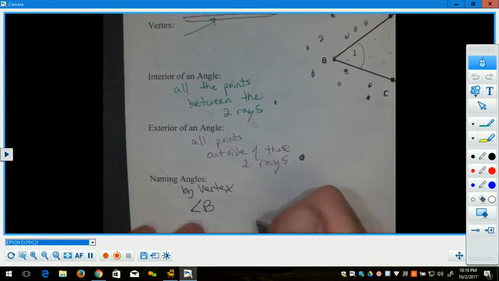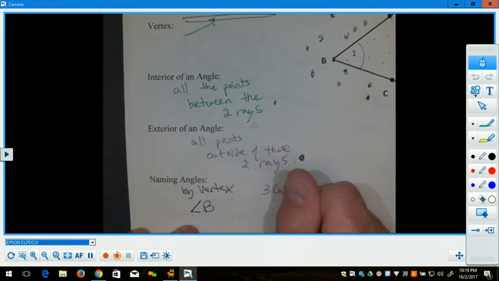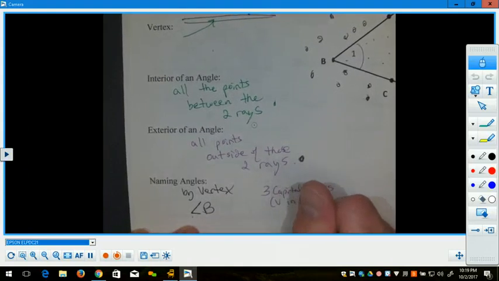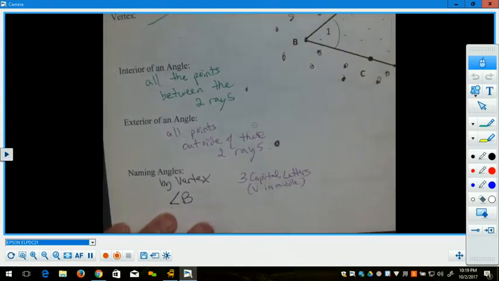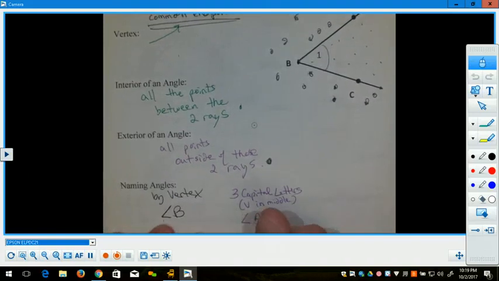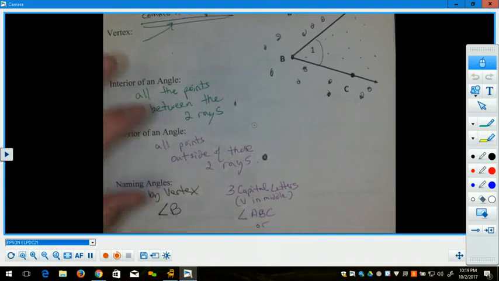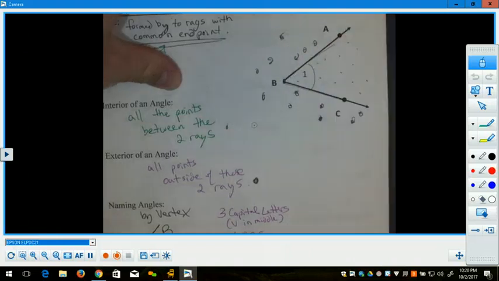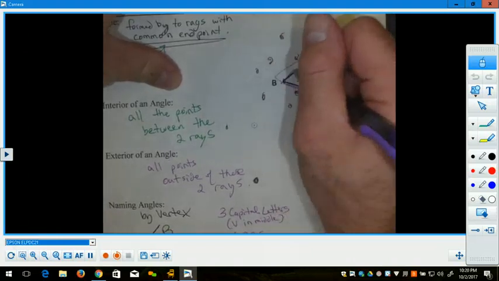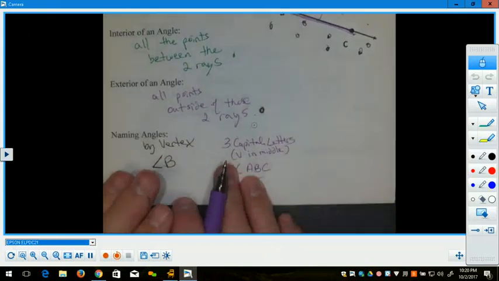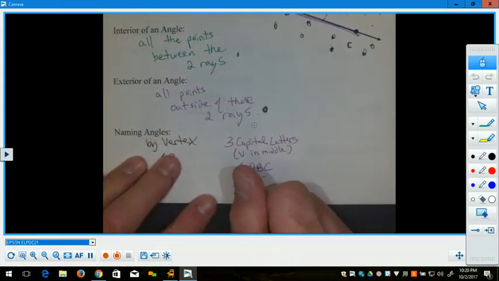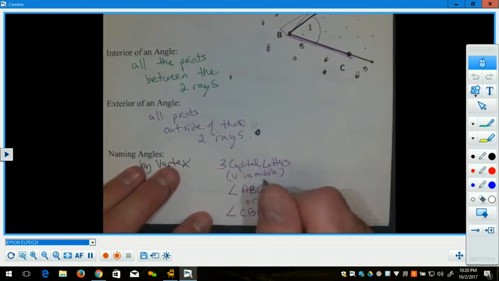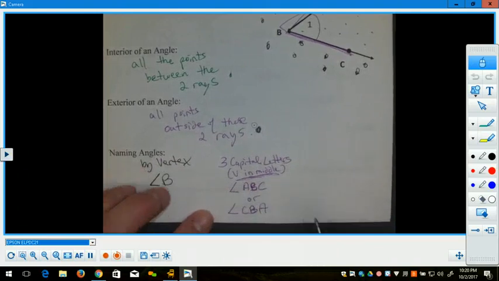We could also name it by 3 capital letters, but the vertex must be in the middle. So in this case, I could call it angle ABC or angle CBA. It's the order that I would connect them, with B in the middle, ABC or CBA, if I were drawing from one point to the next without picking up my pencil. But I could not call it CAB because A is not the vertex. B has to be in the middle because it is the vertex.